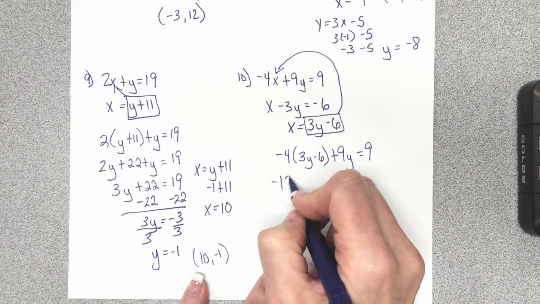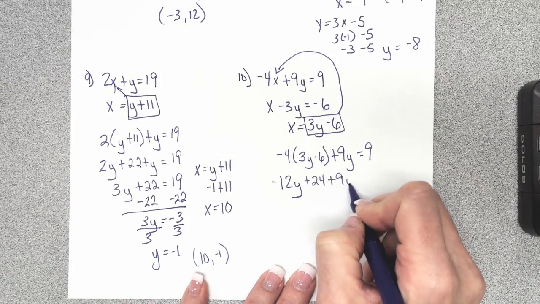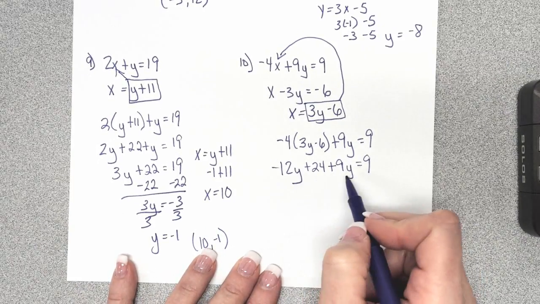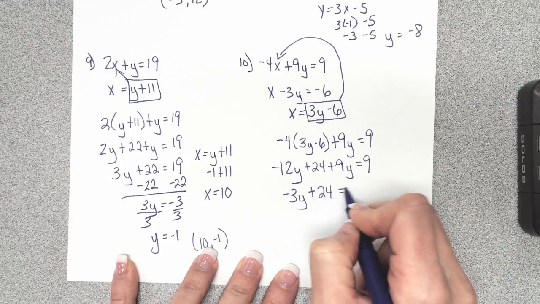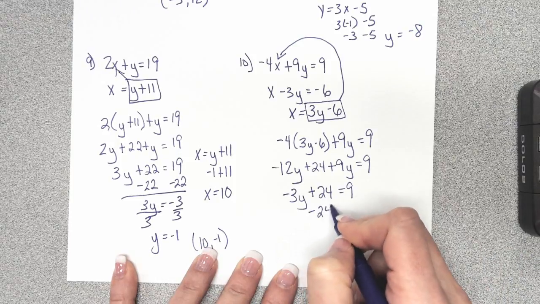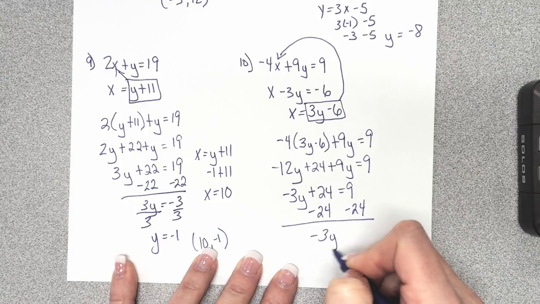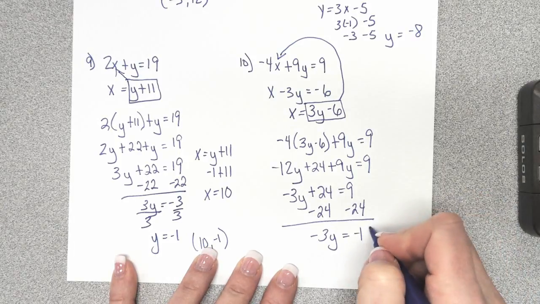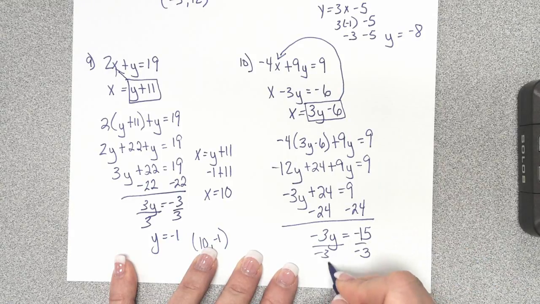Distribute. So negative 12y plus 24 plus 9y equals 9. Combine your like terms. Negative 12y plus 9y is negative 3y plus 24 equals 9. Subtract 24. So I got negative 3y, and you got 9 minus 24. So you got negative 15. Dividing by negative 3. So y equals 5. That's half your answer.